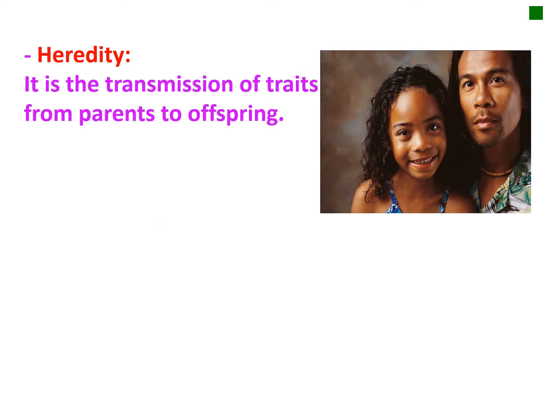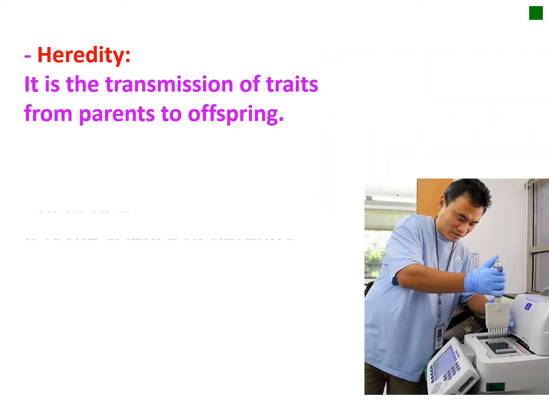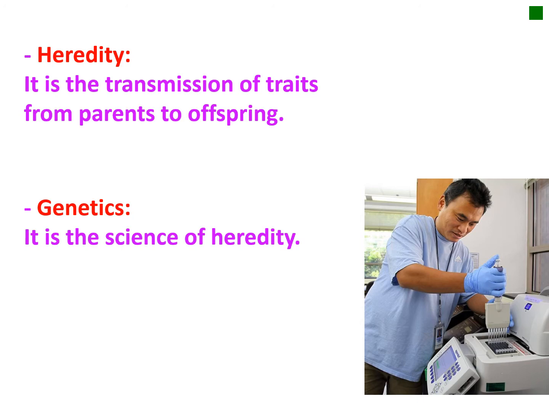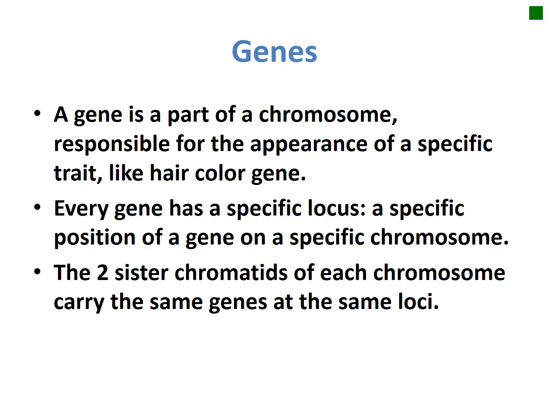So let's start with heredity. What is heredity? It is the transmission of traits from parents to their offspring. What is genetics? It is the science that studies heredity. So first of all, let's talk about the carrier of genetic information. All of you decided that the nucleus is the carrier of the genetic information. And to be more specific, the chromosomes inside the nucleus are the carrier of genetic information.